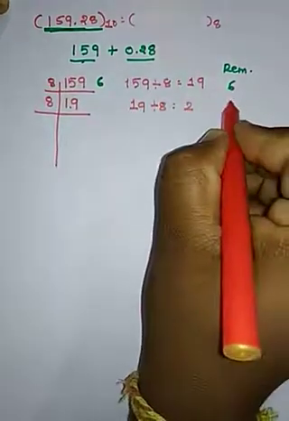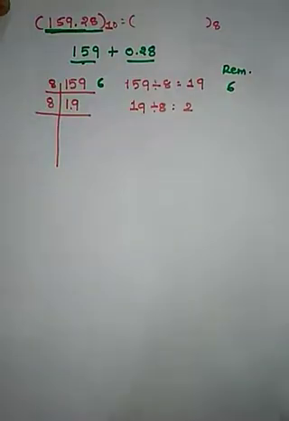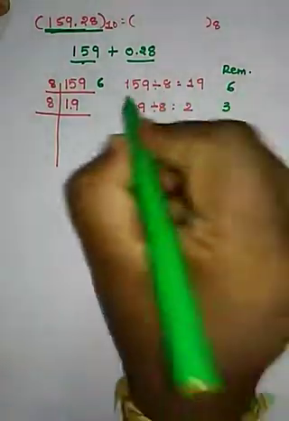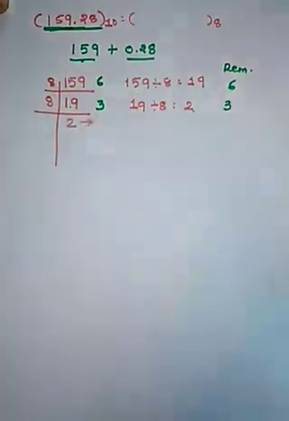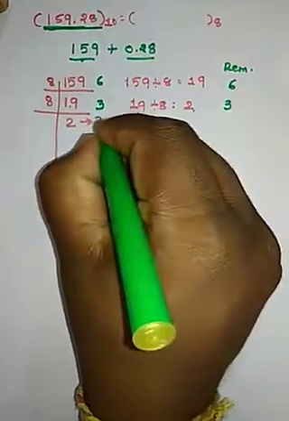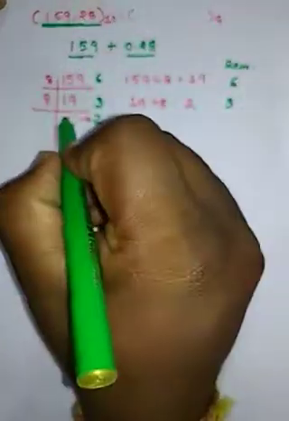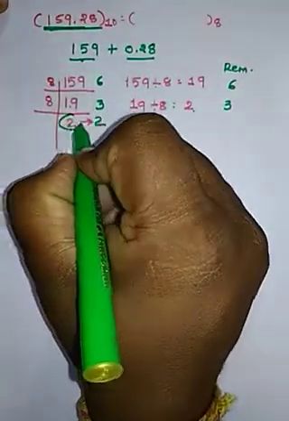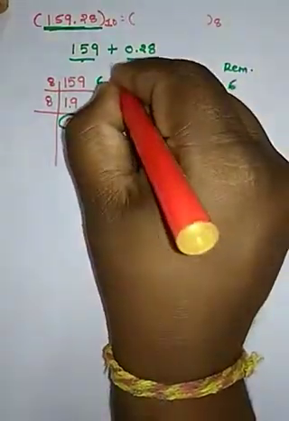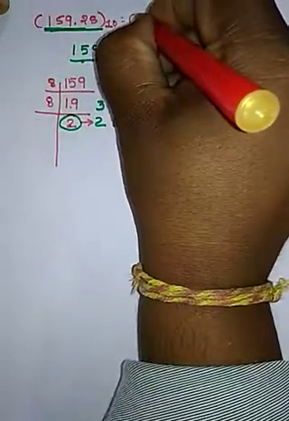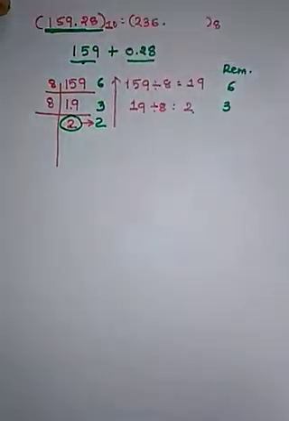19 divided by 8 કેટલા આવશે? 2. What will be the remainder? It's a 3. Okay, so put here 3. This we have to write here. This 2 taking out. So here is a 2. આ બેને આપણે બહાર ખેંચી લેવાના. કેમ? Because this number is less than 8. Okay, so what will be the answer? 236 point. બરાબર છે? 236 point.